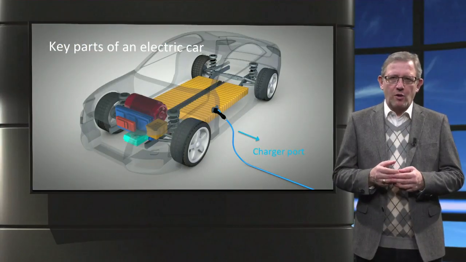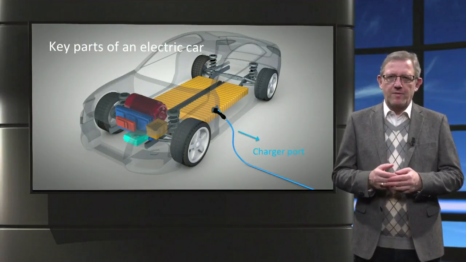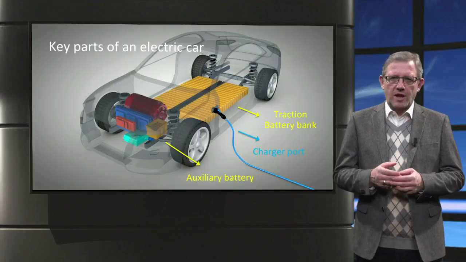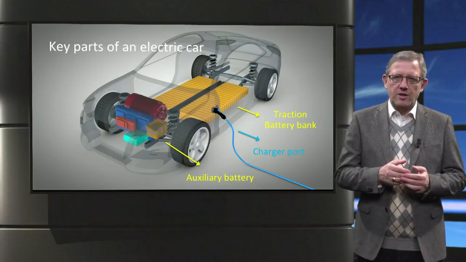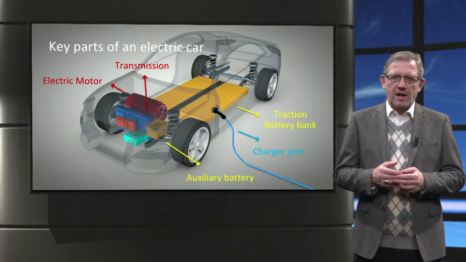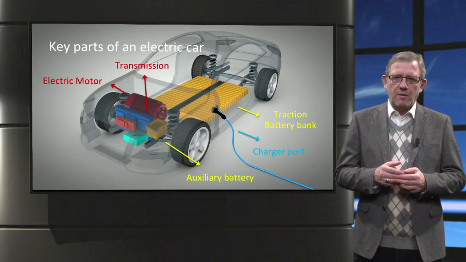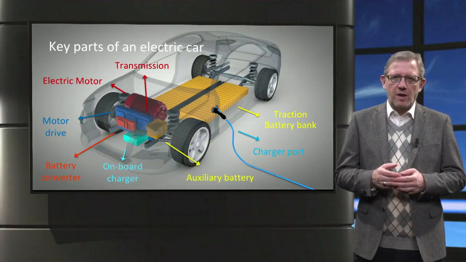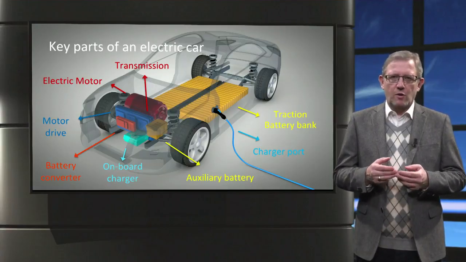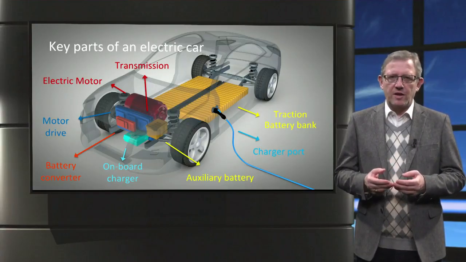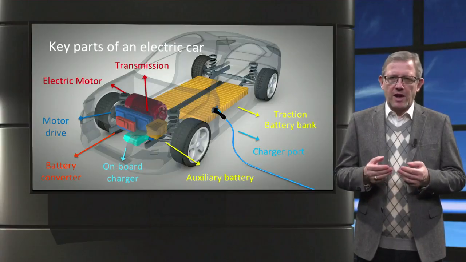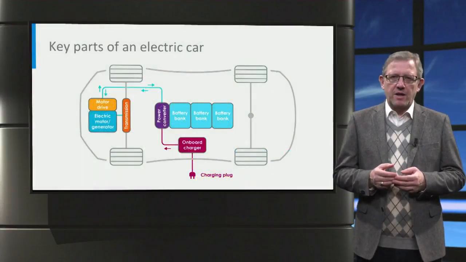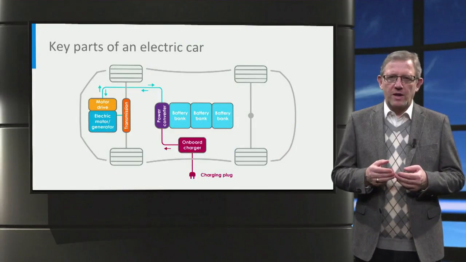First, we have a charging port with the connector and cable. We have the high voltage traction battery and the low voltage auxiliary battery. We have an electric motor and a transmission system which are used for propulsion. And finally, there are several power electronic converters that are used for battery charging, for driving the motors, and for regenerative braking. The schematic shows how the different components are connected to each other in the electric car.